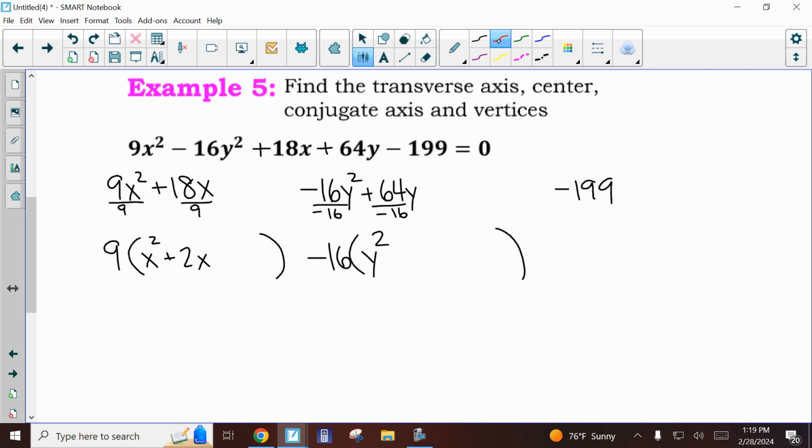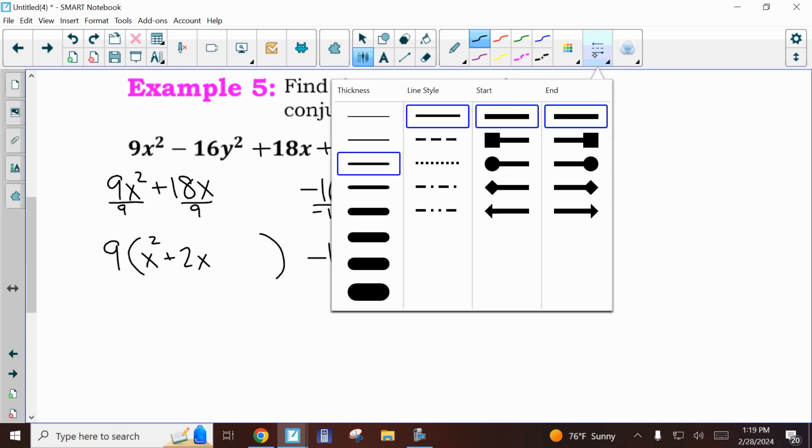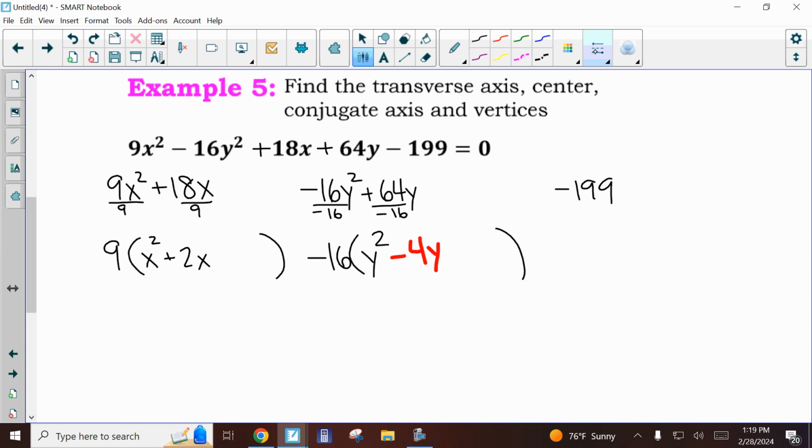Here's my first red mark. This one right here is going to say negative 4y. A lot of people mess this up because they just divide by 16 and put the negative in front. See, but to get it to turn back to a negative 64, it has to be a negative times a negative to make the plus 64. So that's the first spot. Okay? So now we do the complete the square stuff.